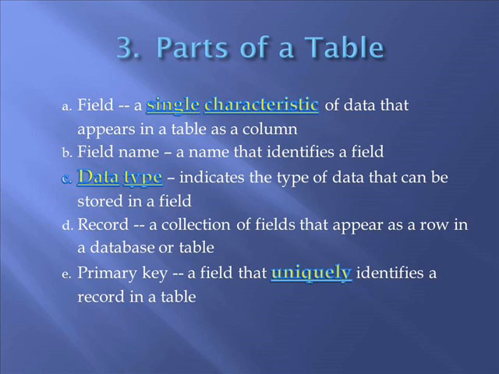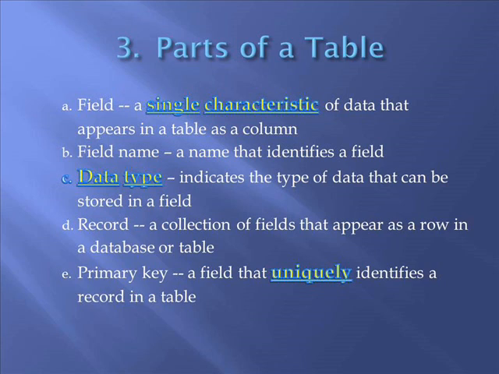Records are the collection of fields that appear as a row in the database or table. So the collection of fields create a record. So all the single pieces of information create a record for a specific person, place, or thing. Such as for you, your record in the school system includes fields such as first name, last name, address, your social security number, your student ID. All of those fields make up your record in the school's database.